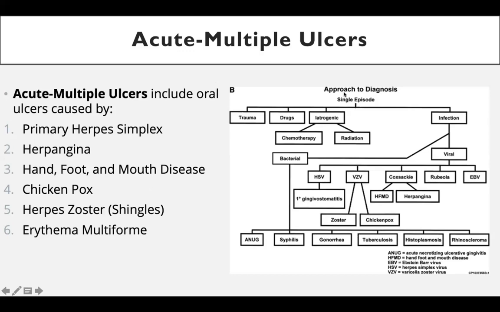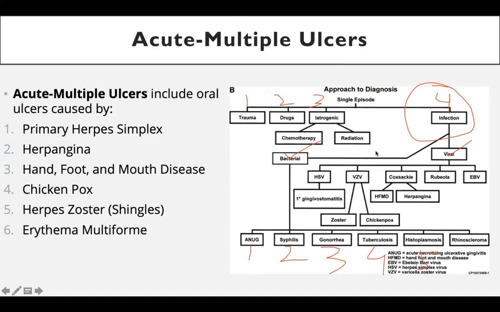The approach includes: a single episode of an ulcer can be due to trauma, drugs, iatrogenic causes, for example dentures or braces. Then we have infection. So we have trauma, drugs, iatrogenic, and infection. And among infection, we have viral infection and bacterial infection. So bacteria, you already know: ANUG, Vincent's, syphilis, gonorrhea, tuberculosis, histoplasmosis, and rhinoscleroma.